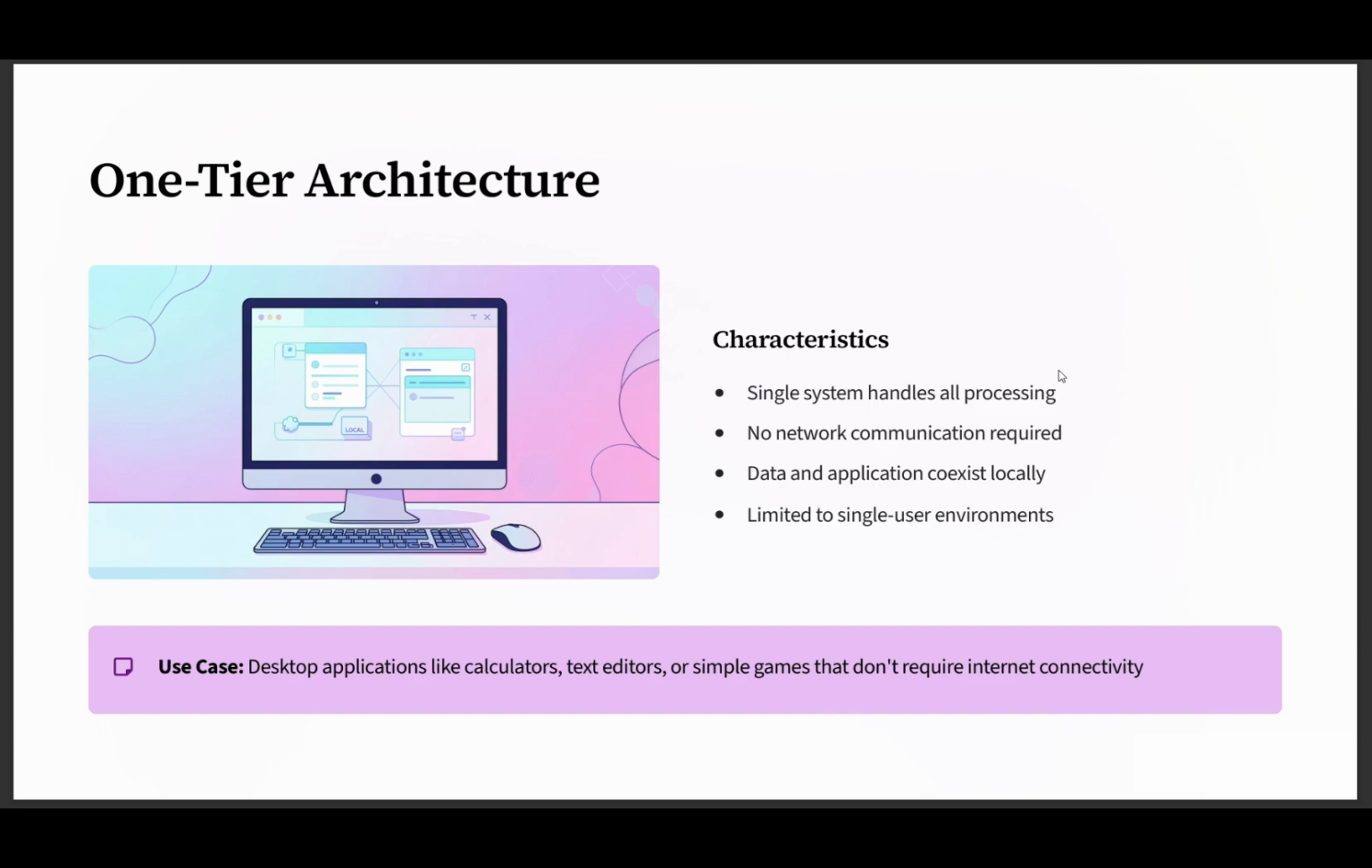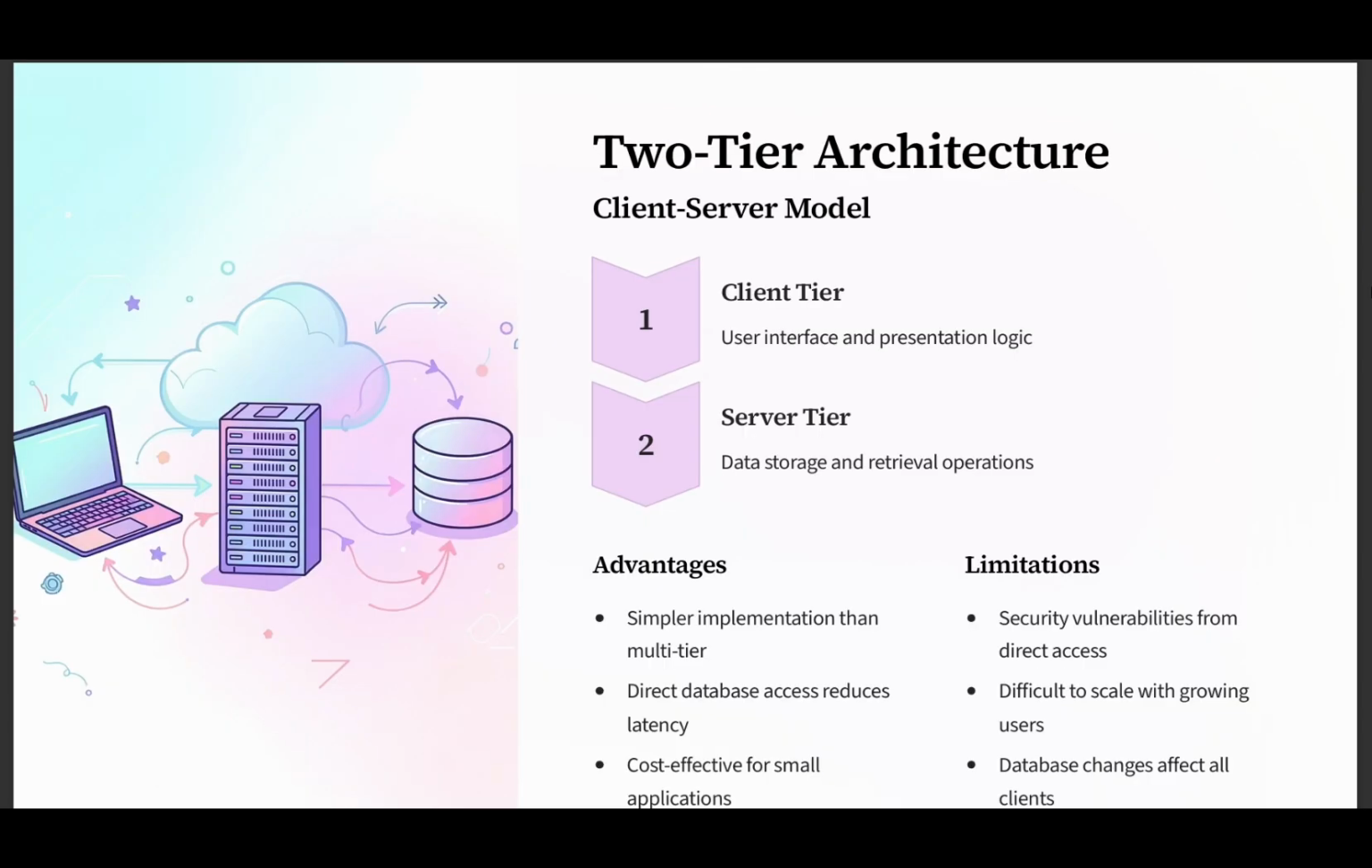The main advantage of this architecture is simplicity. It is easy to develop and use. However, it also has limitations. It usually supports only a single user and is not suitable for large-scale applications. Next is two-tier architecture, also known as the client-server model.